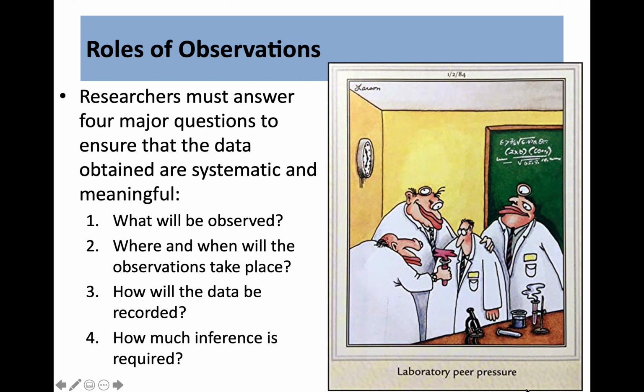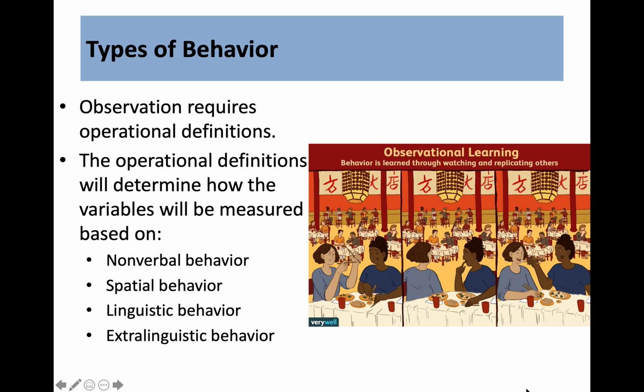Researchers must answer 4 major questions to ensure that the data obtained are systematic and meaningful. What will be observed? Where and when will the observations take place? How will the data be recorded? How much inference is required? Observation requires operational definitions. The operational definitions will determine how the variables will be measured based on nonverbal behavior, spatial behavior, linguistic behavior, and extra-linguistic behavior.